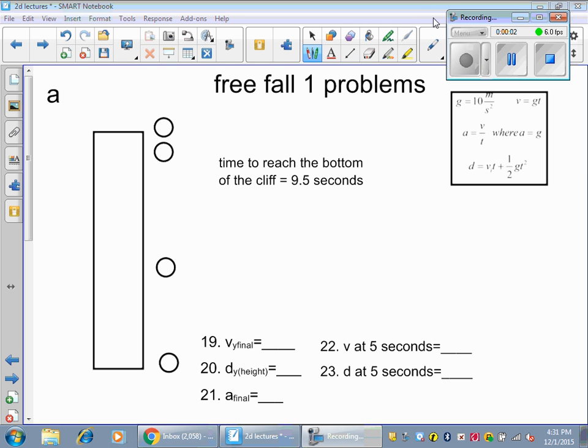All right, here's the math from the review. When you're doing a problem like this where you're dropping something straight down, remember that you have to underline all your givens. 9.5 seconds, that's time. You're also always given the thing that makes this accelerate, right? G is equal to 10 meters per second squared. We're going to use 10 on the test tomorrow. All right.